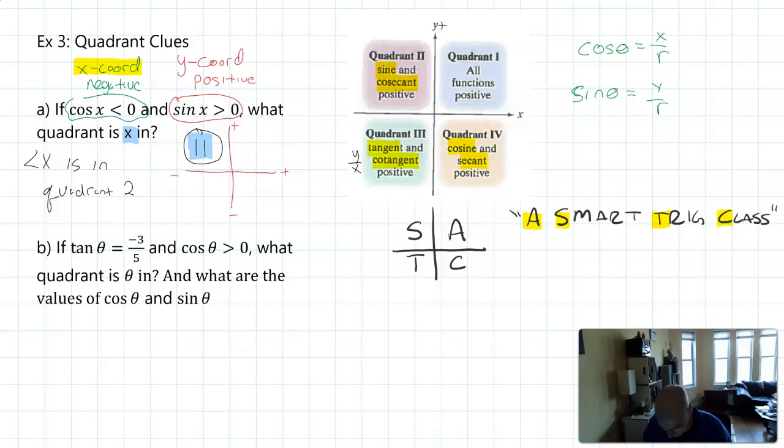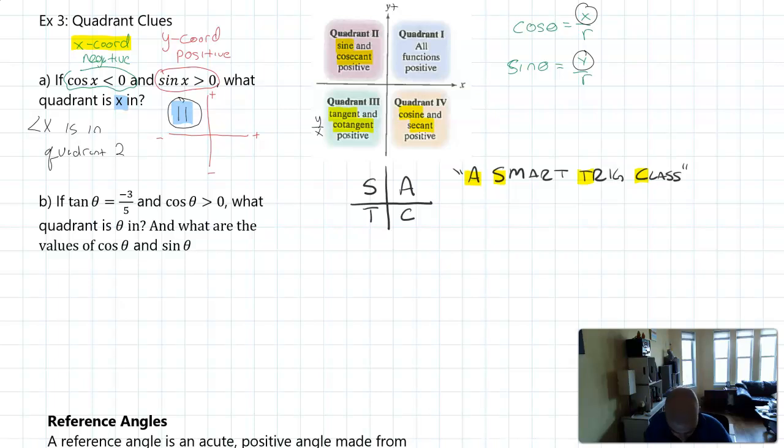Personally, I don't really love that ASTC trick. I'd rather think about the coordinate definitions and work from there, but some people like different things and it helps you remember in different ways, so use this if you want, don't use it if you don't want.